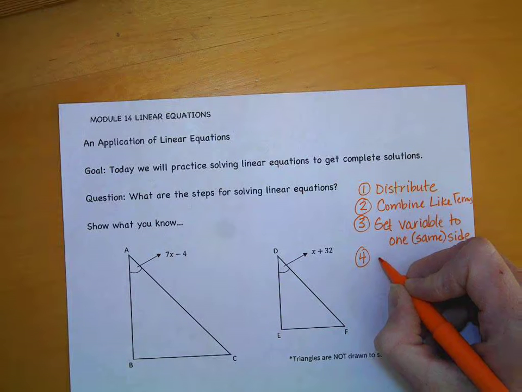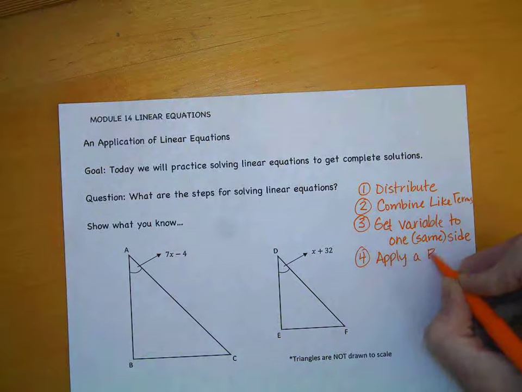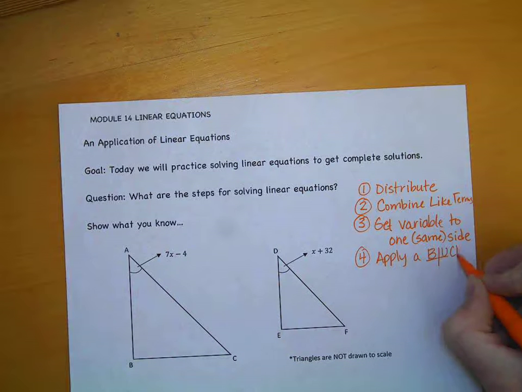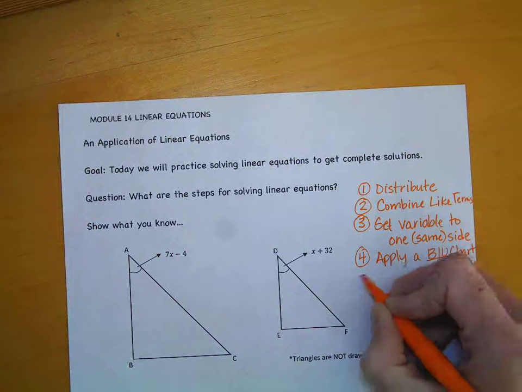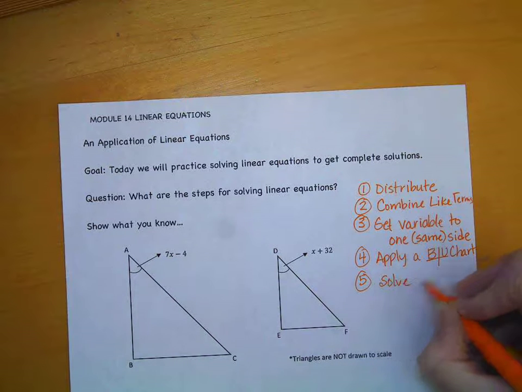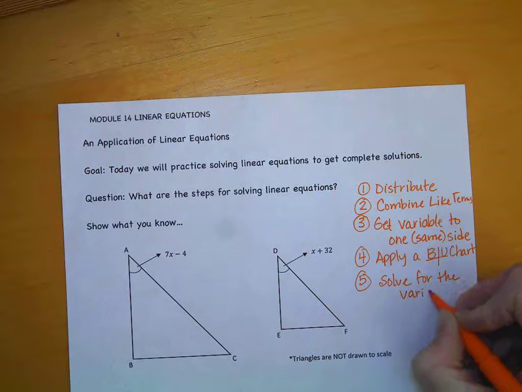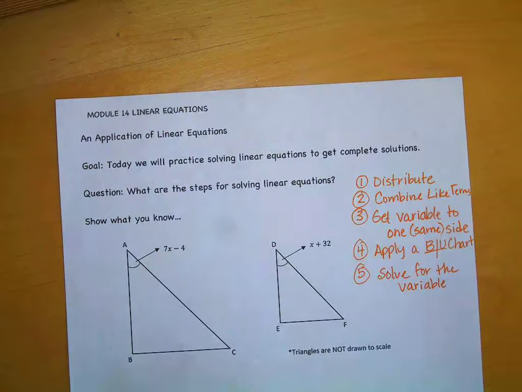Step 4 would be to apply or use a BU chart, right? And then finally, step 5 would be solve for the variable. Okay, so those are the steps that it takes to solve linear equations.